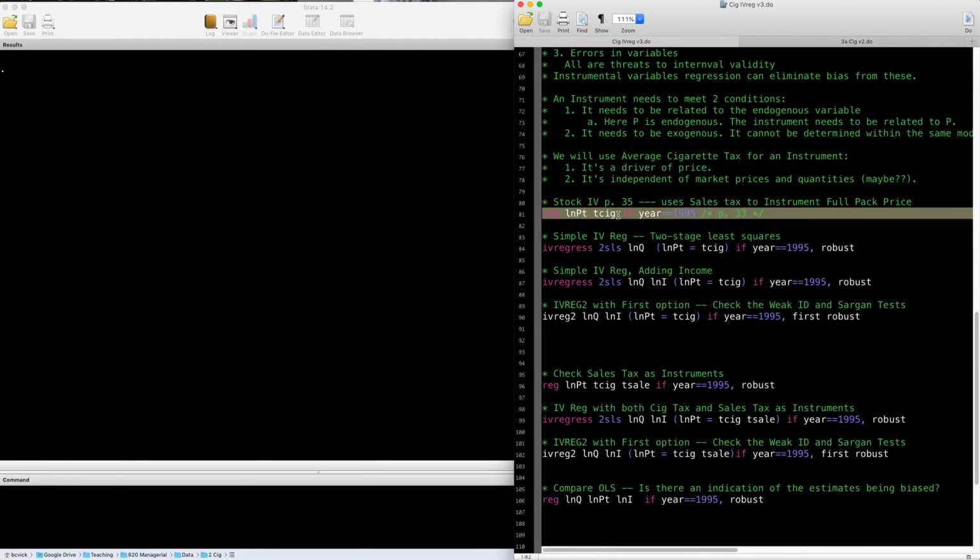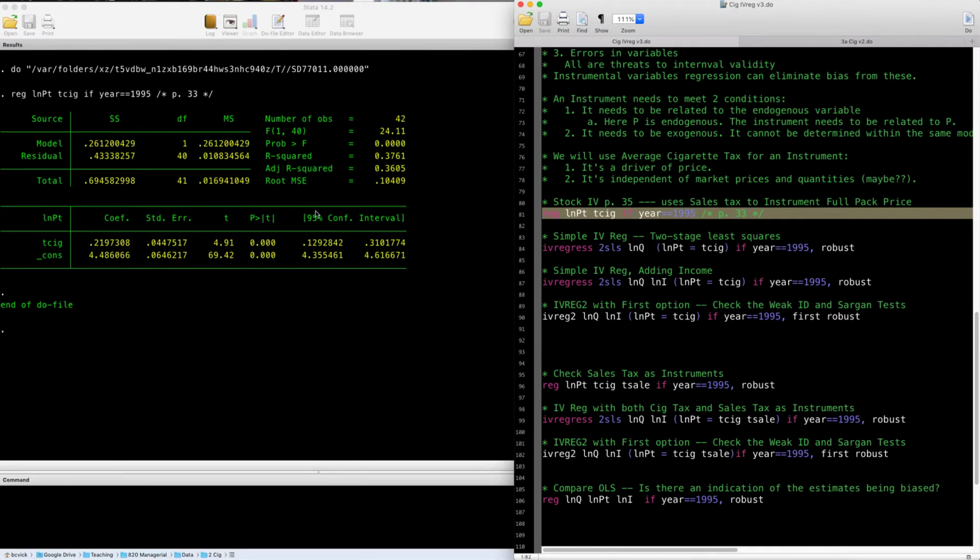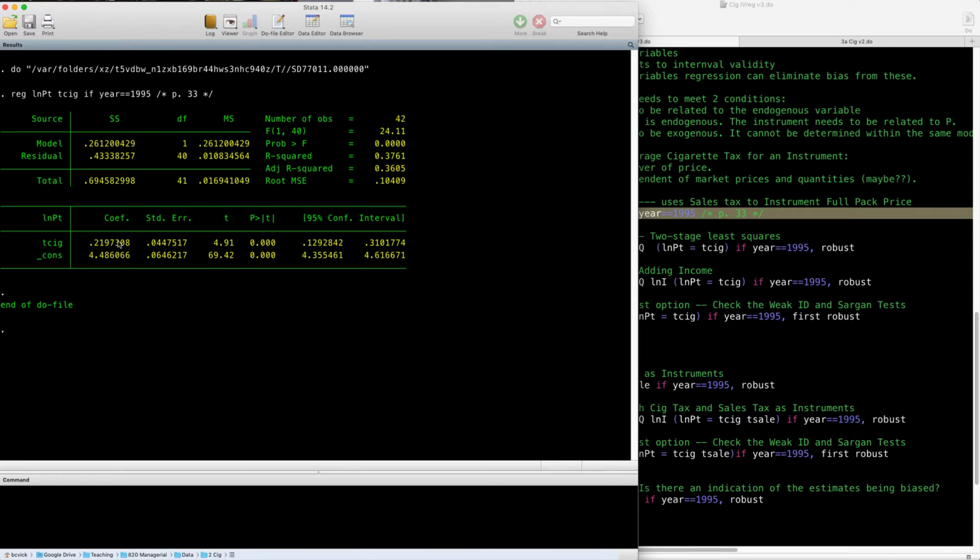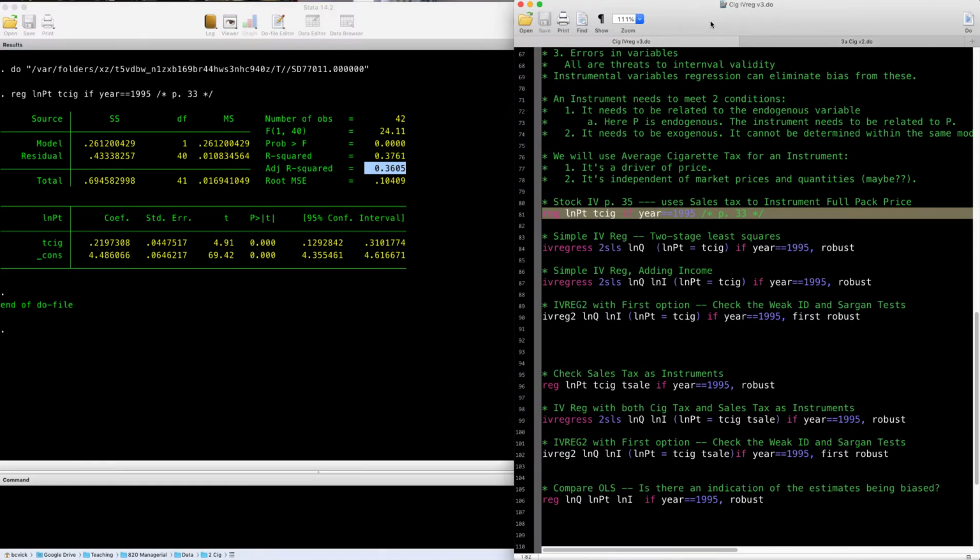But first let's see how the cigarette tax does in predicting the total price of cigarettes. So PT is the price of cigarettes plus the tax. And we're going to do this just for one year to start off. What we see is it has a significant positive coefficient on cigarette prices, the higher taxes go. There's an adjusted R squared of 36%, so it's doing an all right job. So we're going to try that first.